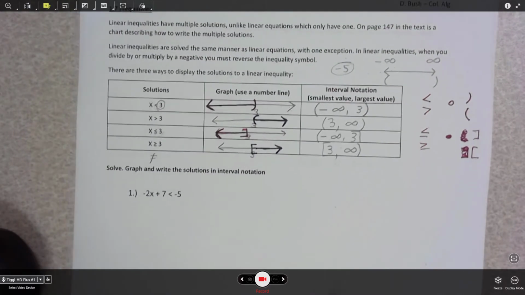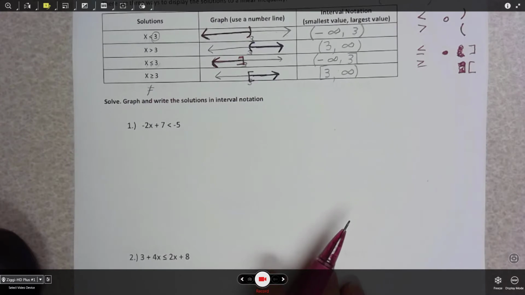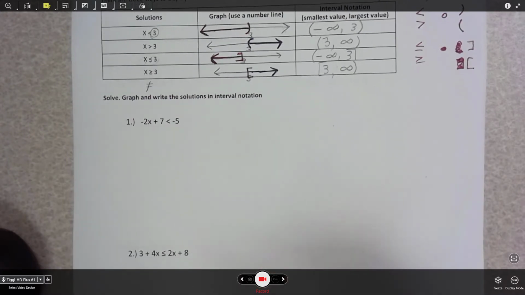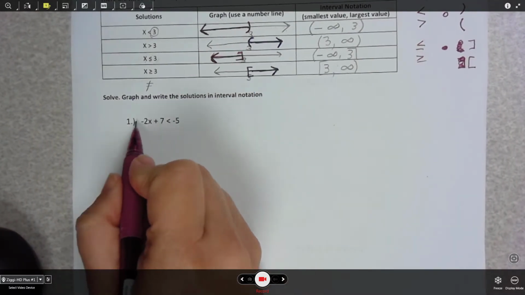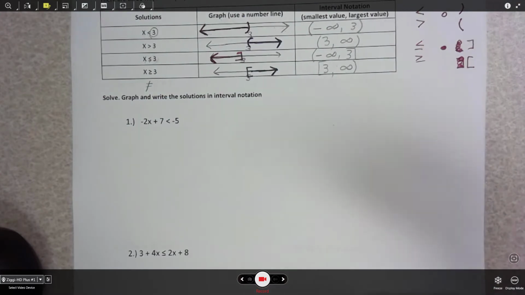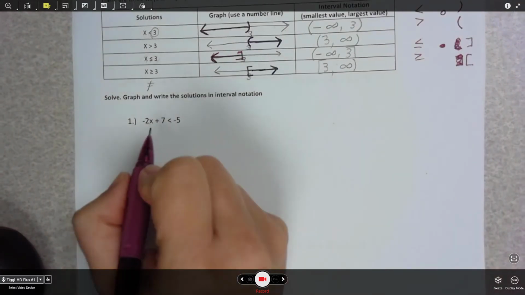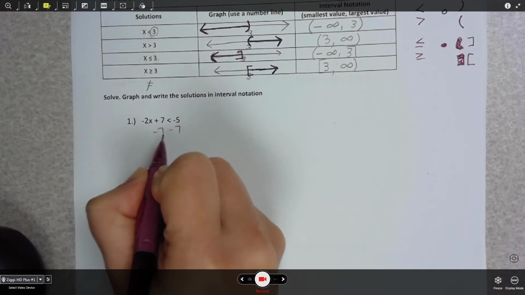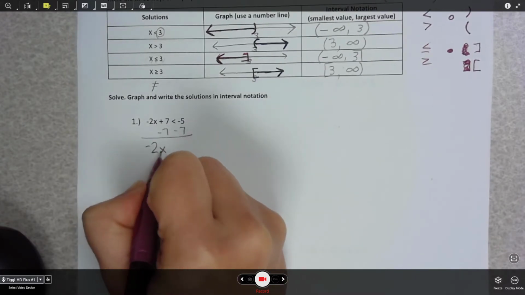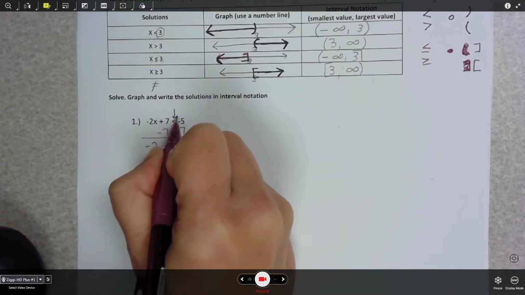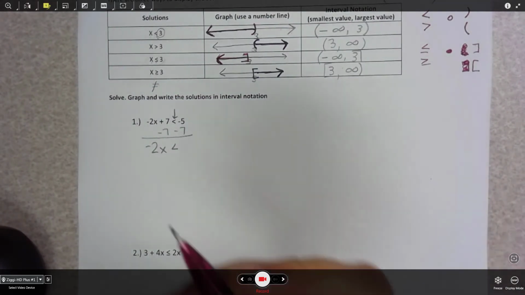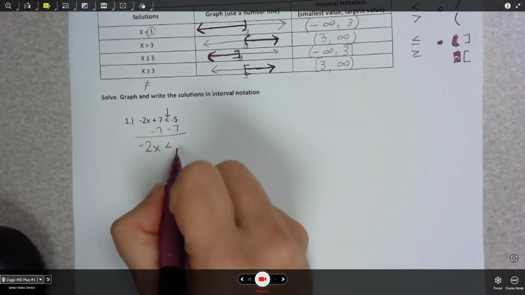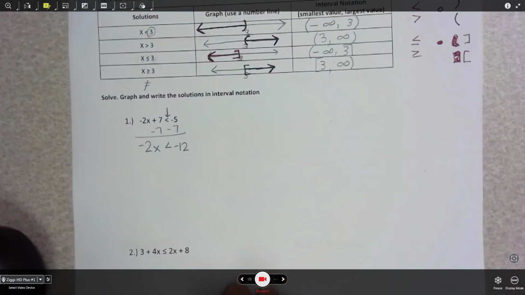Alright, so let's look at a couple of inequalities here. Let's solve them, graph them, and write our answers in interval notation. So if I want to solve this, it works just like a linear equation. I'm going to get variable terms on one side, constants on the other, simplifying where necessary. So I'm going to subtract 7 from both sides. This inequality symbol here we treat just like if it were the equal sign. I am left and right of it. So negative 5 and negative 7 make negative 12.